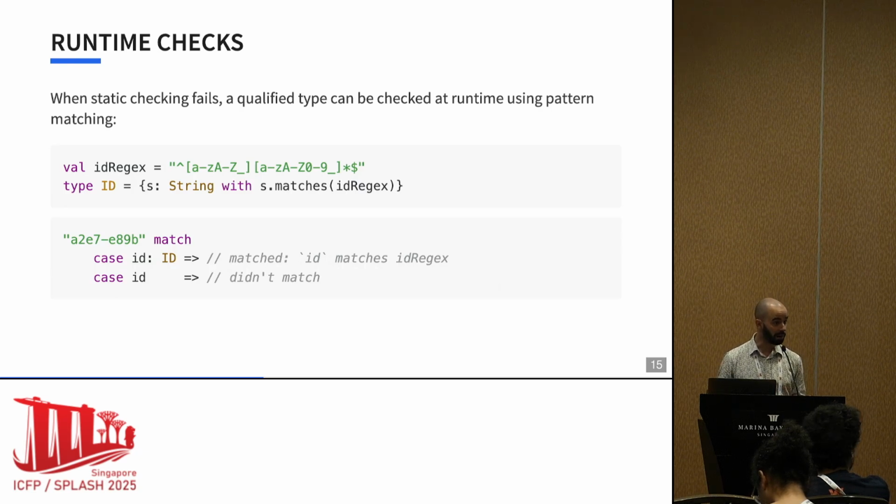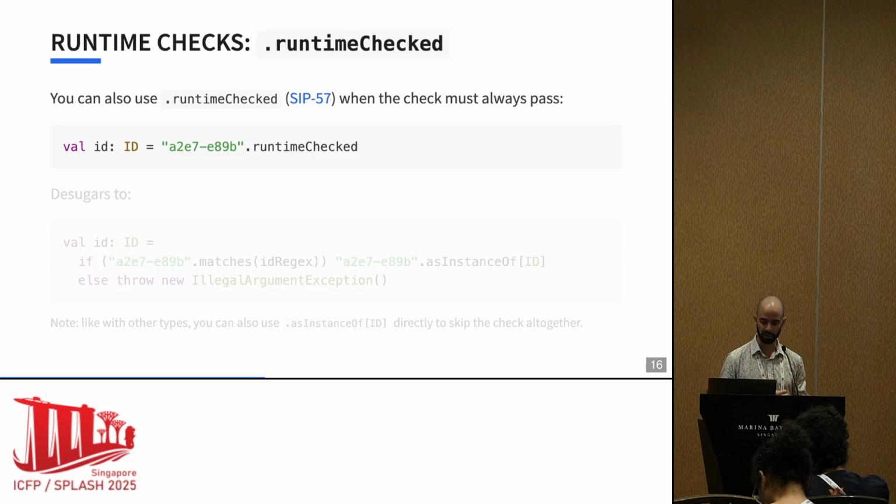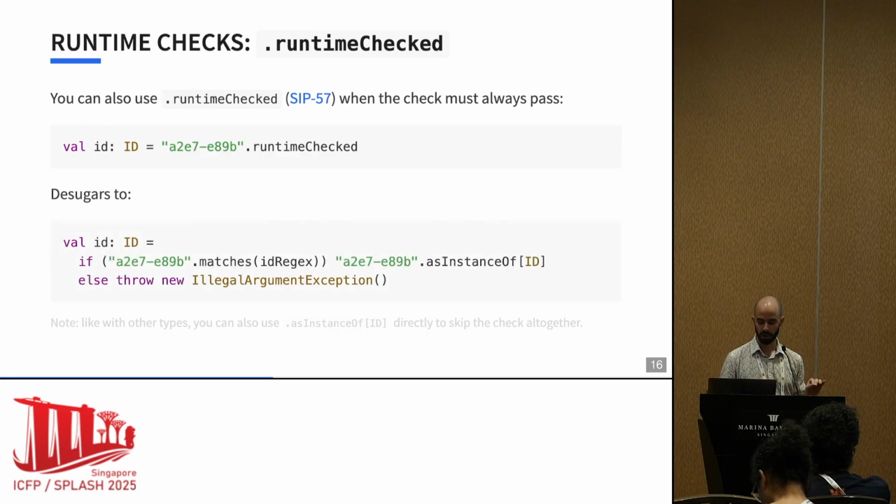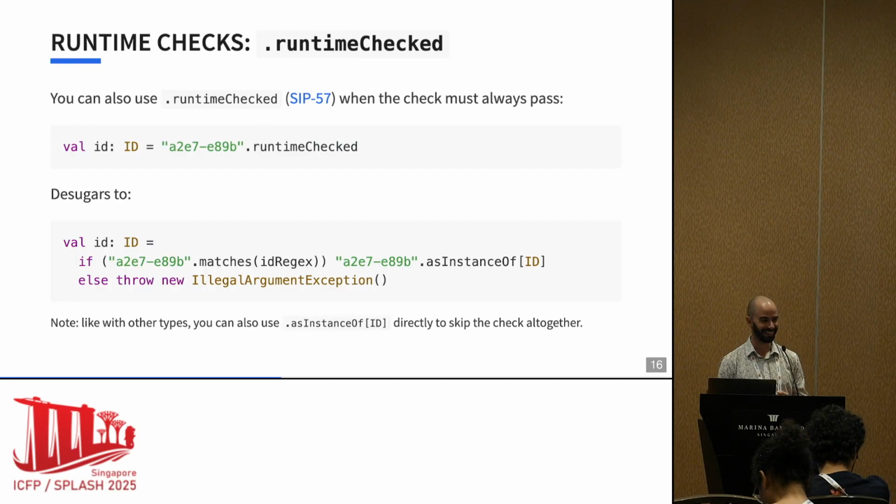Sometimes we want to just fail if the test does not work, so you have a shorthand for that. It's called .runtimeChecked. You can write it like that. And that just desugars to a check where we cast if the predicate is indeed true, and otherwise we throw an illegal argument exception. Okay, and of course, as with any other Scala type, you can also do just a full unsafe cast with asInstanceOf, and these are not checked at all, but that would not be the goal to use that, of course.